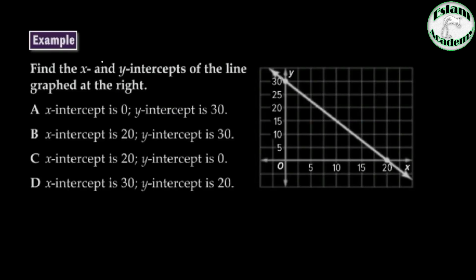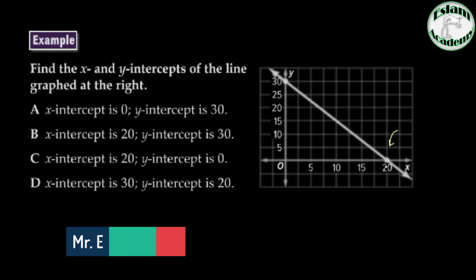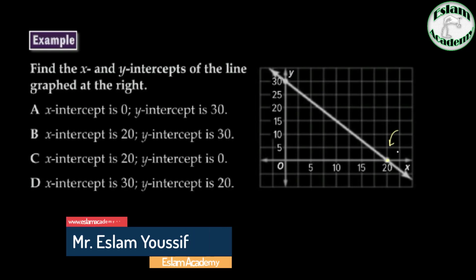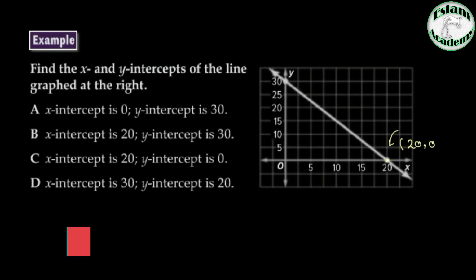In this problem, we need to find the x-intercept and the y-intercept of the graph. To find the x-intercept, find the point of intersection between the line and the x-axis. The line intersects at the point 20, so we can say that, because it's the x-intercept, it will be 20 and 0. That's the x-intercept. To find the y-intercept, find the point of intersection between the line and the y-axis, which is 30.